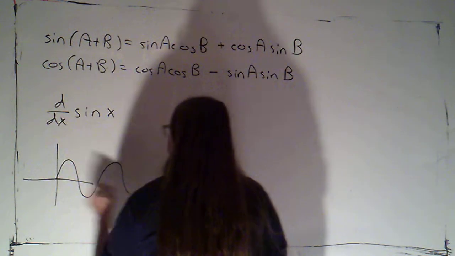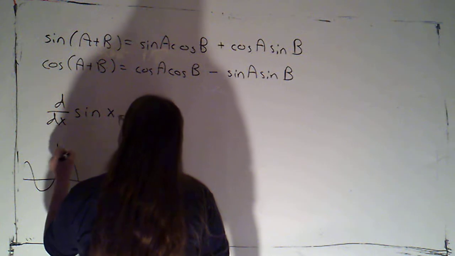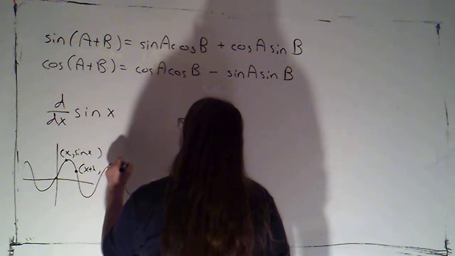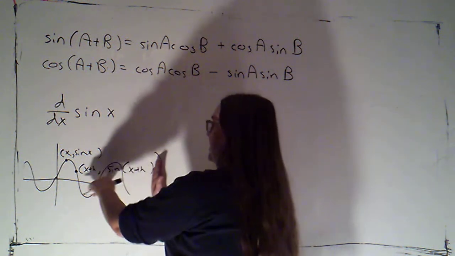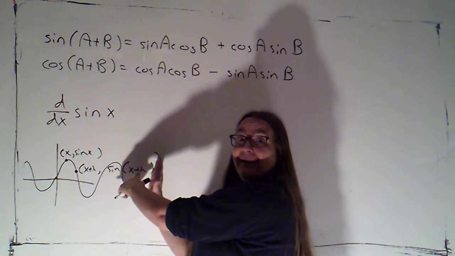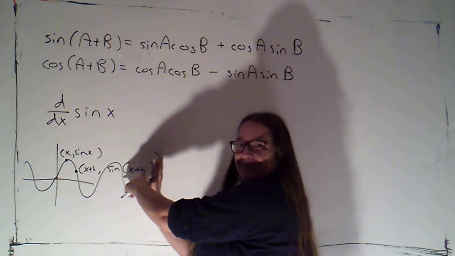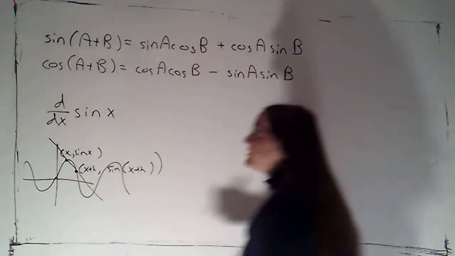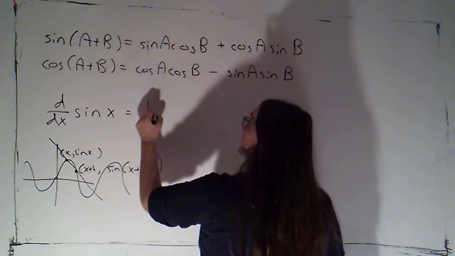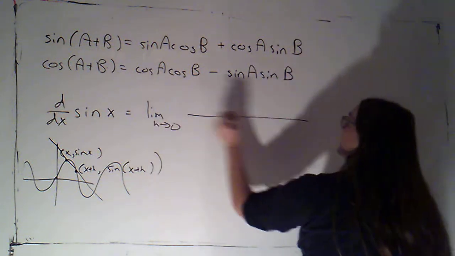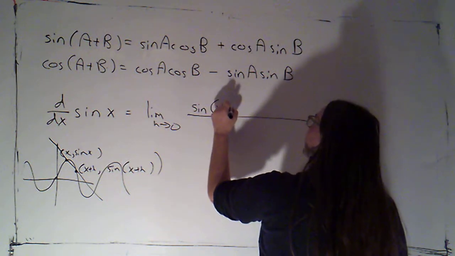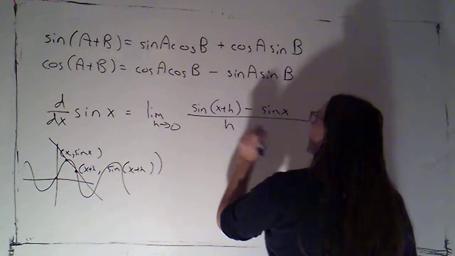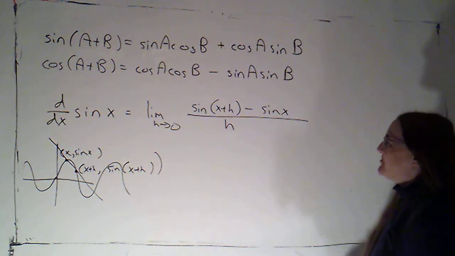So here's my sine function. I'm going to have a point x, sine x, and then we'll have a nearby point x plus h, sine of x plus h. So notice that sine is evaluated at a sum. Instead of a plus b, it's x plus h, but that's where we're going to need to use that sum formula. So there's our secant line, and so this is just the limit as h goes to 0 of sine evaluated at x plus h minus sine of x, all over the run, which is just h.